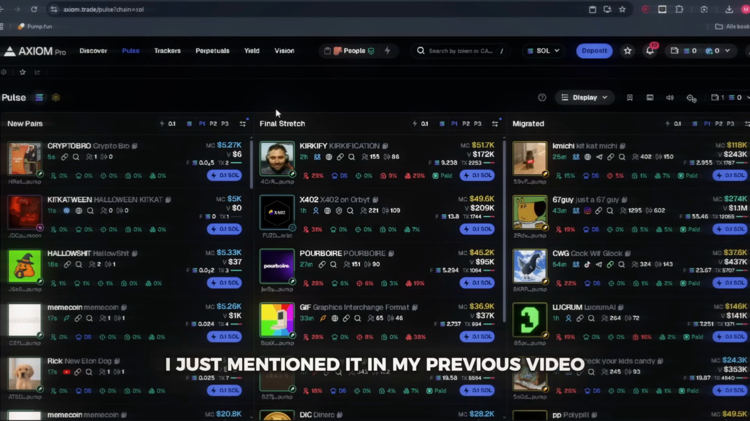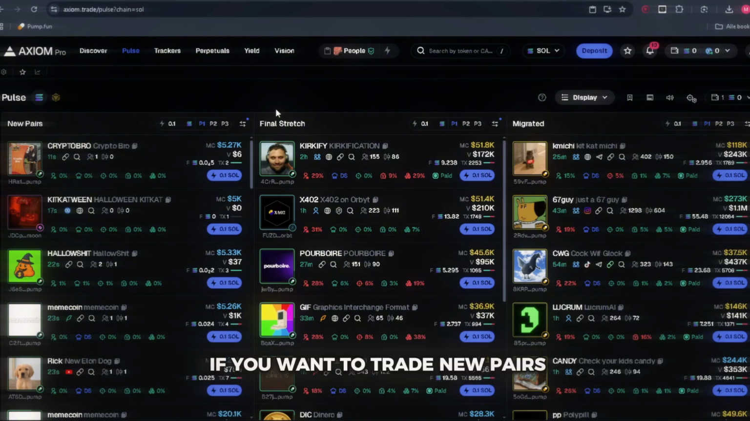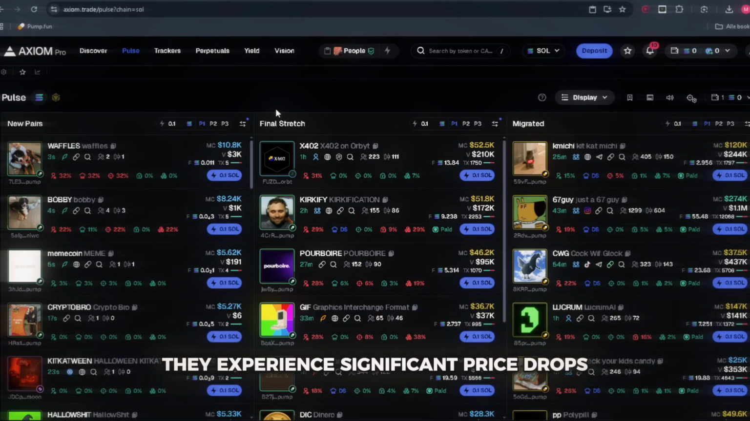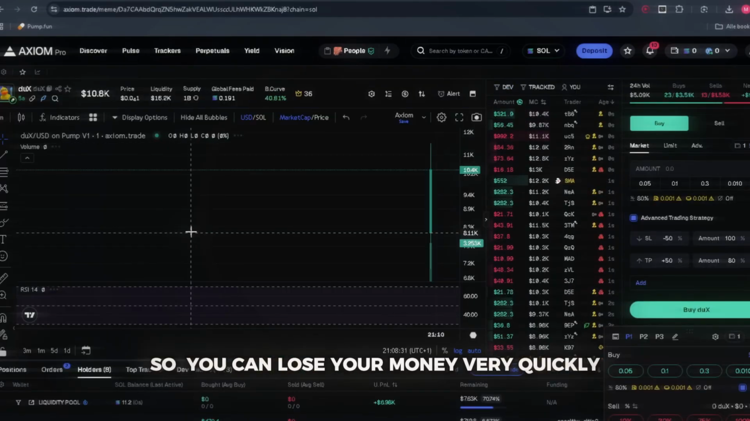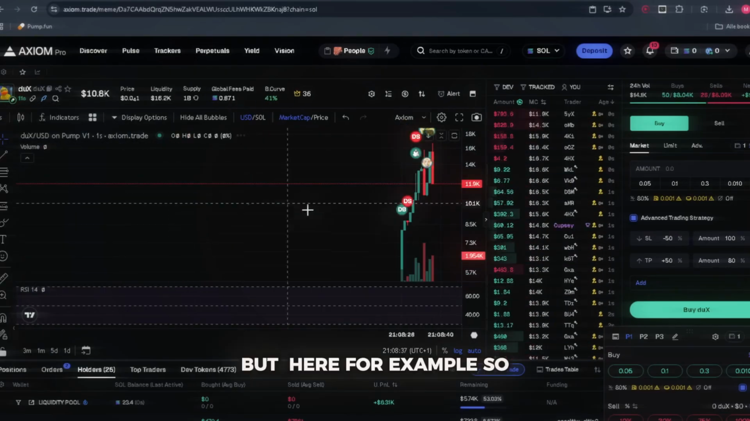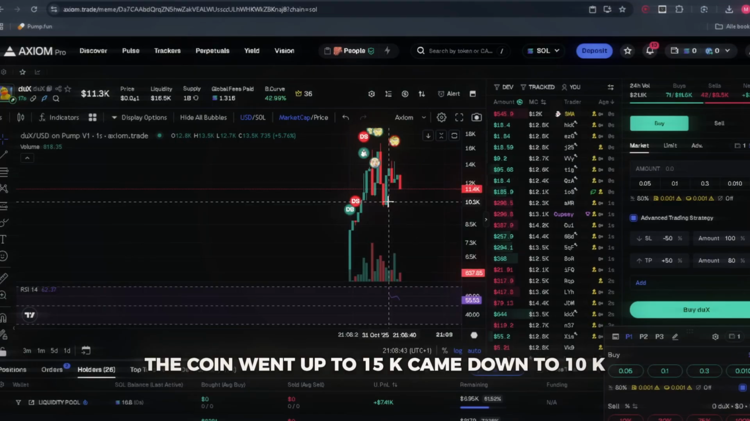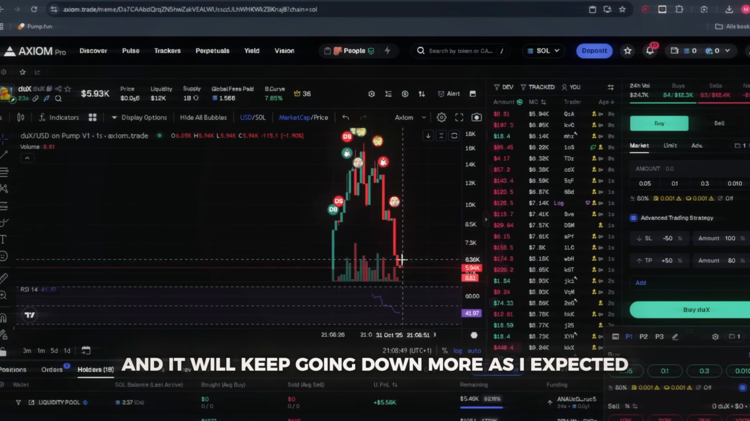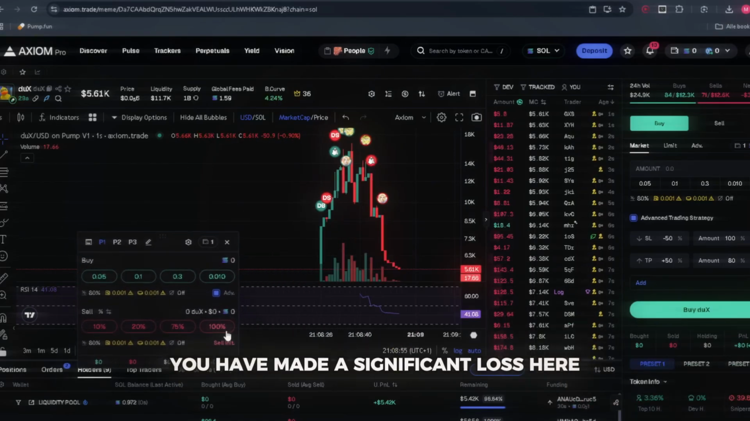When it comes to trading new pairs, as I mentioned in my previous video, I don't recommend trading new pairs for beginners. If you want to trade new pairs, you should be very careful, because you can lose a lot of money. They experience significant price drops, so you can lose your money very quickly. Here, for example, the coin went up to 15k, came down to 10k, now it went down to 8k, and it will keep going down more, as I expected. So you would have made a significant loss here.